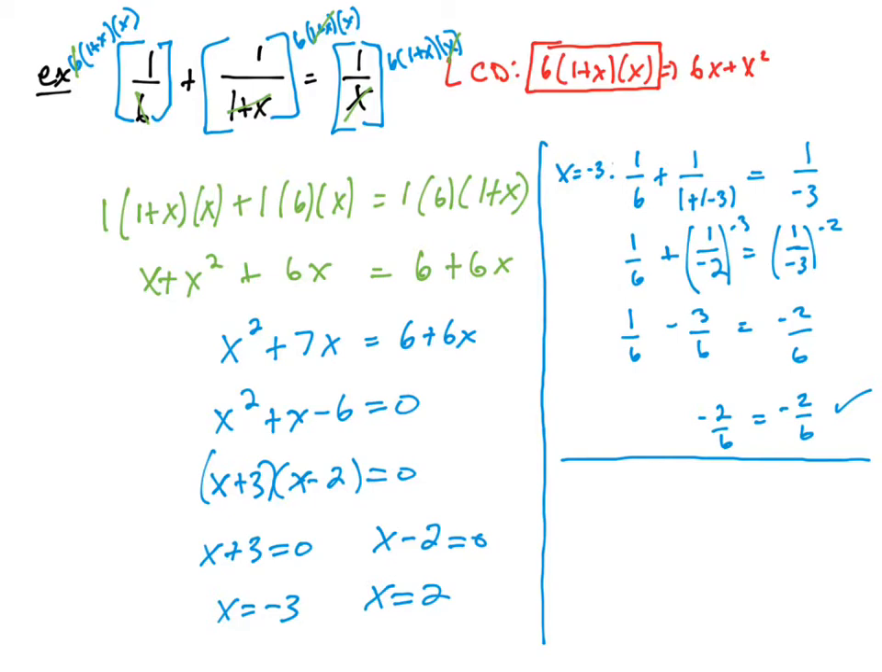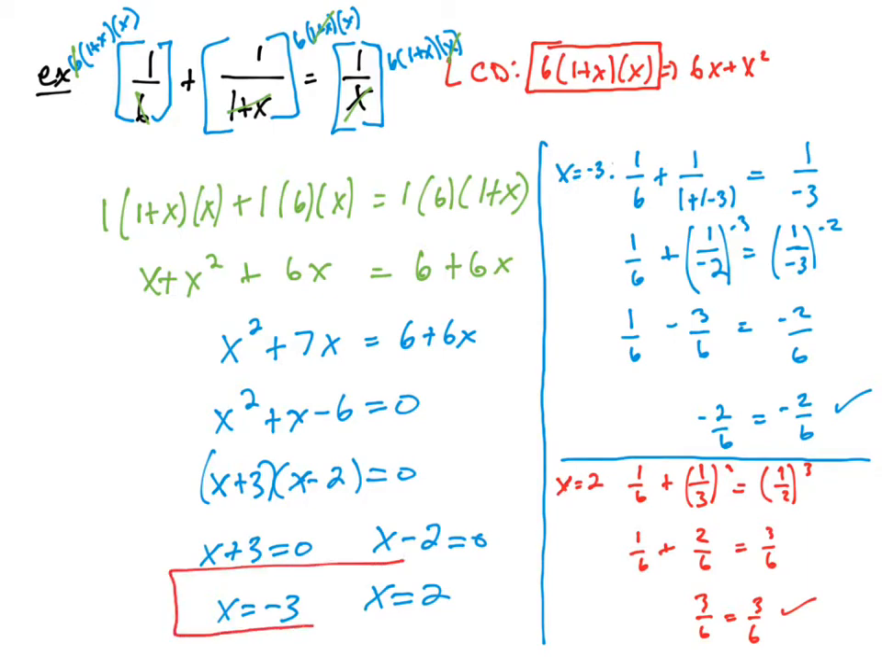Then let's see if I can fit this here. Does x equal 2? Well, we have 1 over 6 plus 1 over (1 plus 2), which is 1 over 3, equal to 1 over 2. Is that true? Well, let's get everything in terms of a denominator of 6. 1 over 6 plus, multiply here by 2 over 2, so 2 over 6, is equal to, multiply here by 3 over 3, 3 over 6. And yes, you get the left side equal to the right side. So what that means is both of these values are in fact correct solutions.